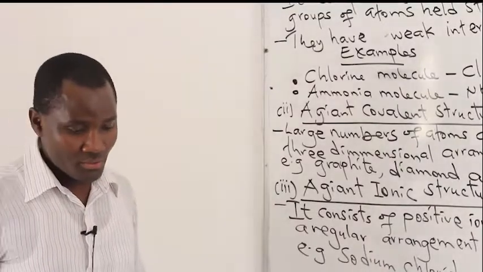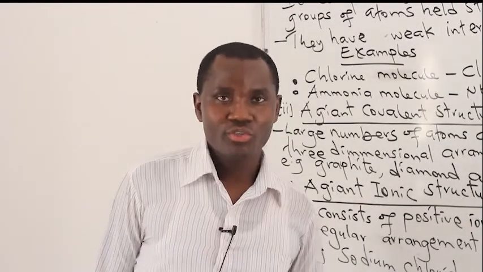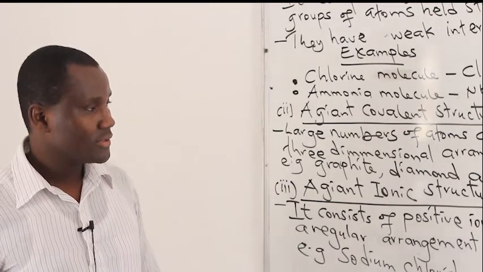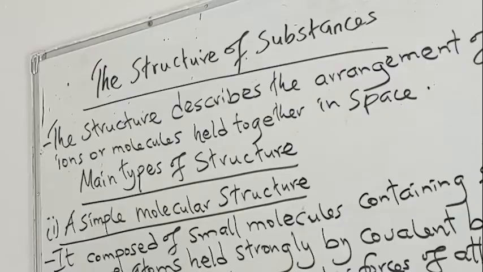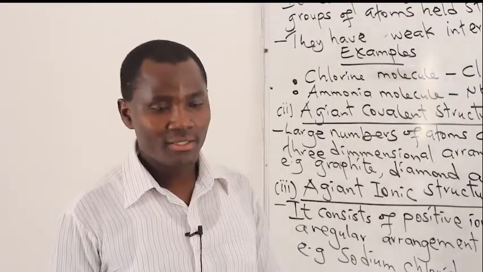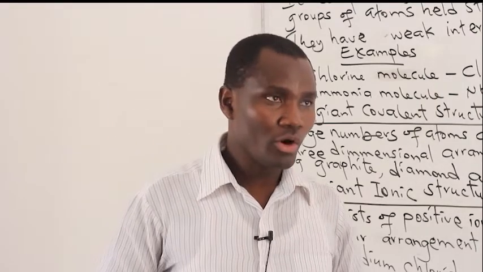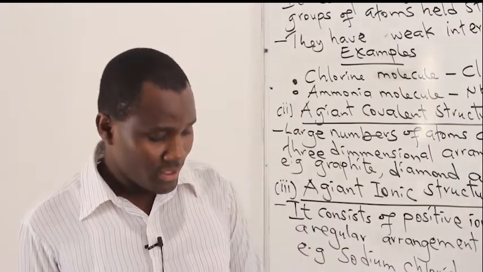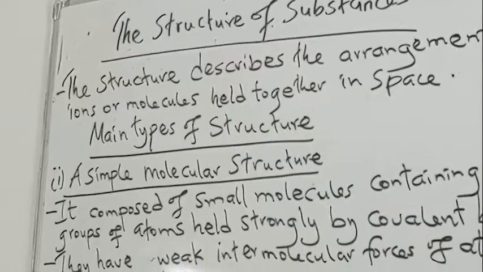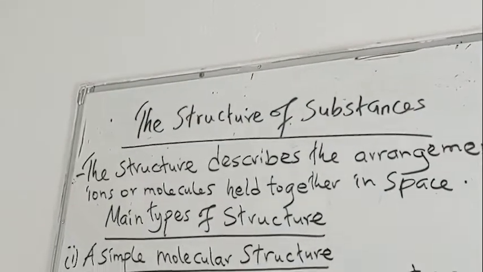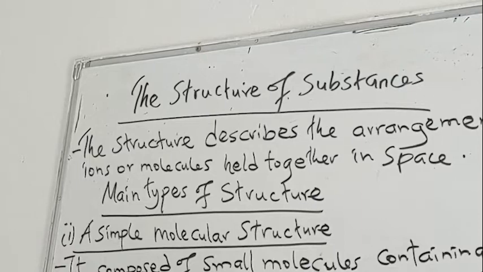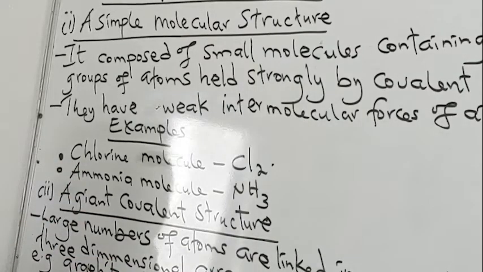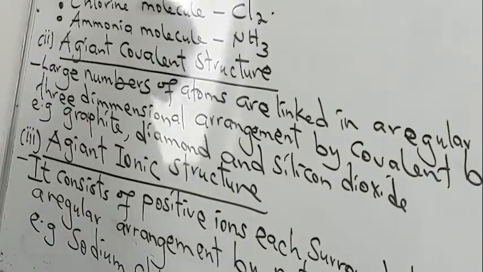In the previous class, we looked at hydrogen bonding, so that is where we left. In this one now, we are going to look at the structure of substances. So the structure of substances under chemical bonding, we have different types. One is simple molecular structure, then we have giant covalent structure, and we also have giant ionic structure.